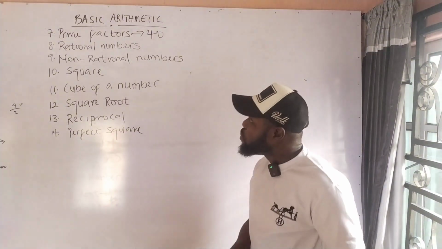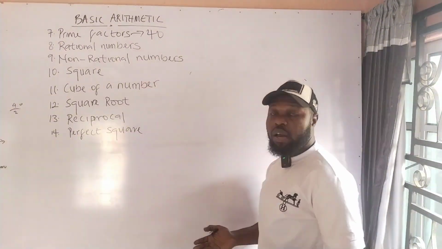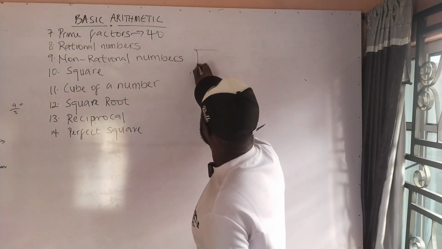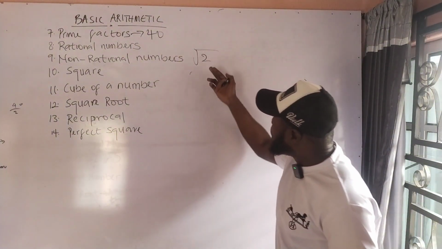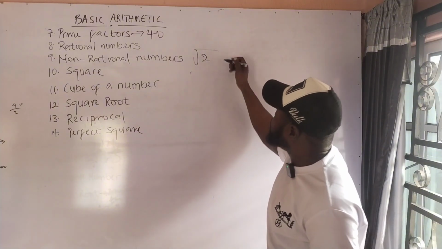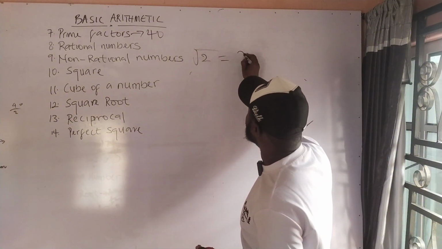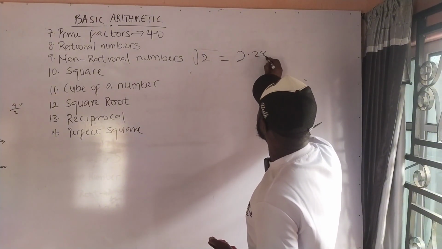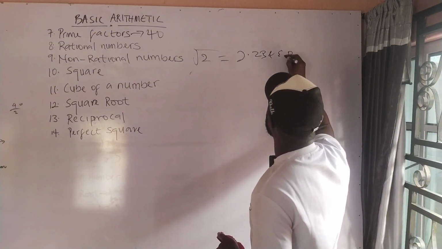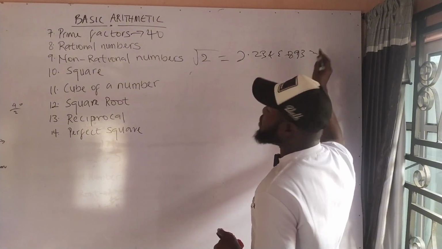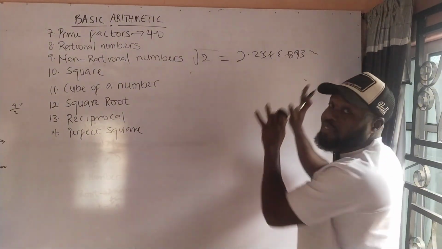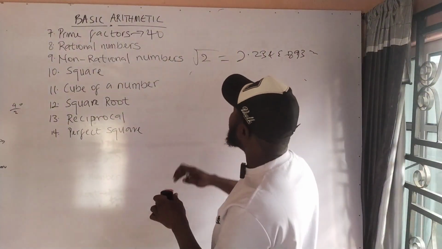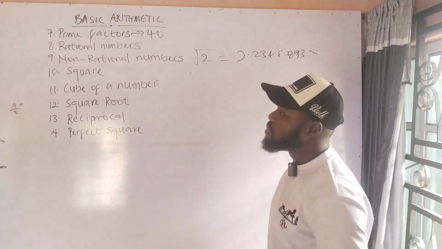And what are the examples of non-rational numbers? We have something like the square root of 2. If you find the answer for the square root of 2, you will realize that the calculator will give you 2.3, 4, 5, 6, 8, 3, 2, 1. It will just continue like that. So their exact value cannot be determined.